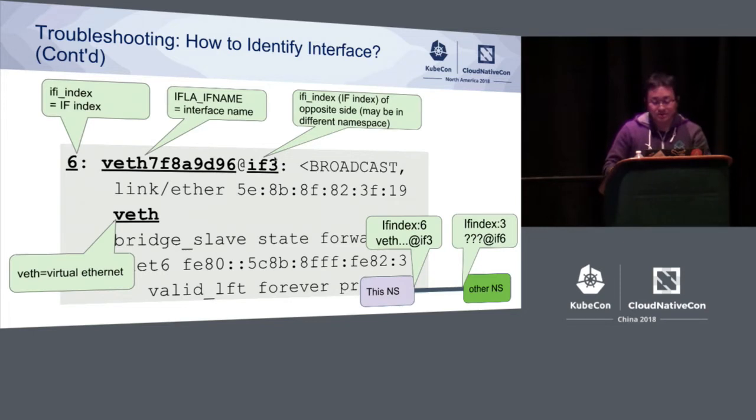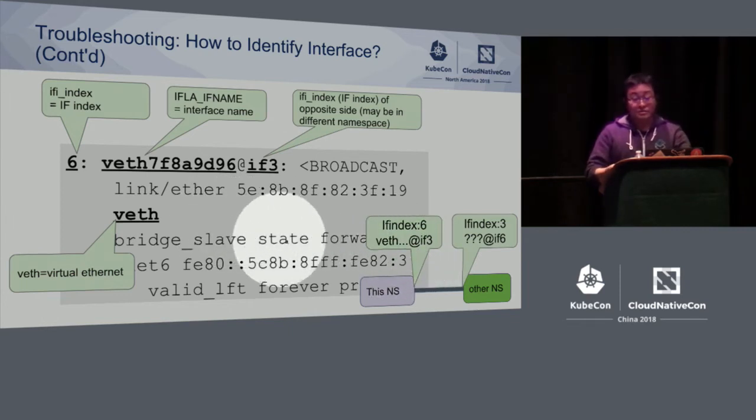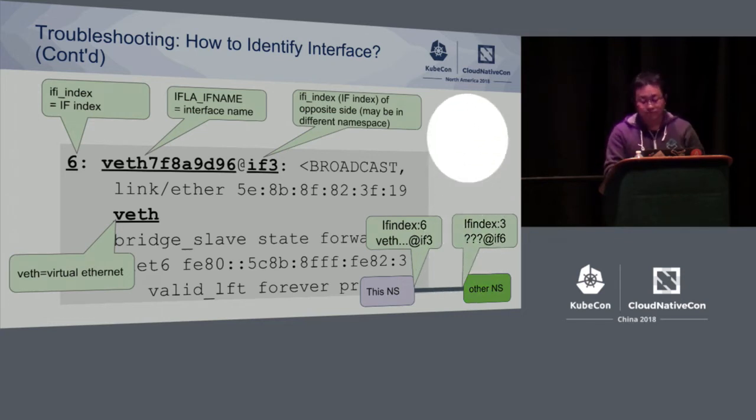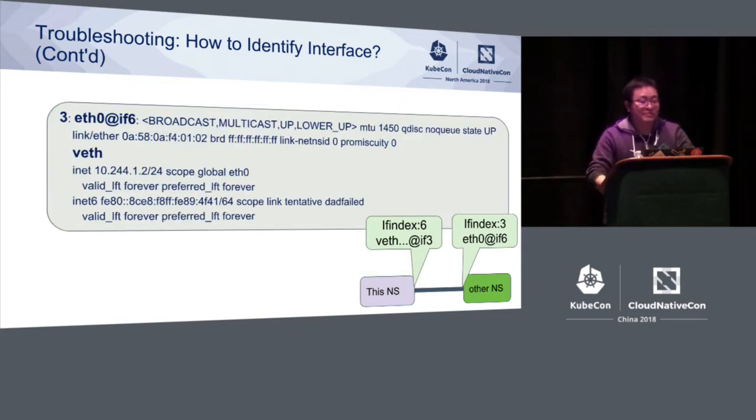So from this information, on the left side, DNS is ifindex 6 with veth and if3. Then in another namespace, or maybe sometimes in the same namespace, we have ifindex 3, ending with @if6. I tried to find this and yes, I could find it. So by checking the @ mark and the left-side number, we can see which interface goes to which namespace.